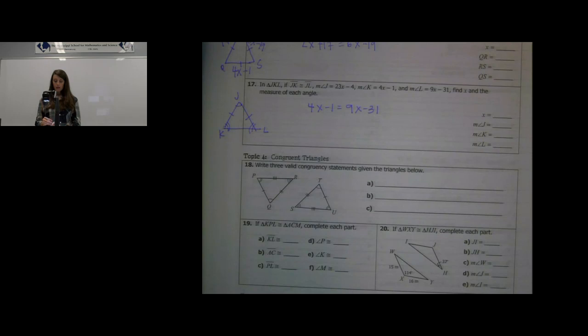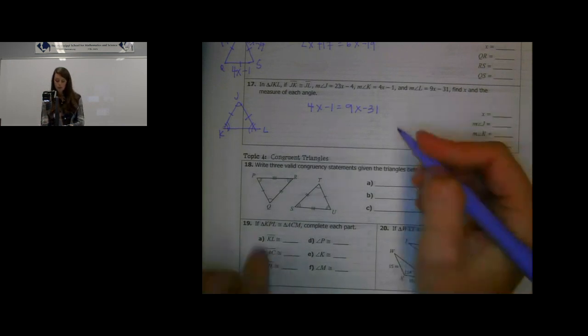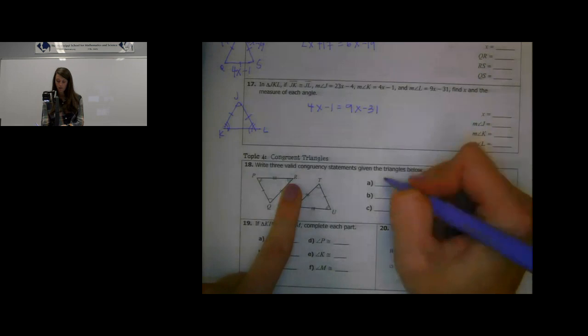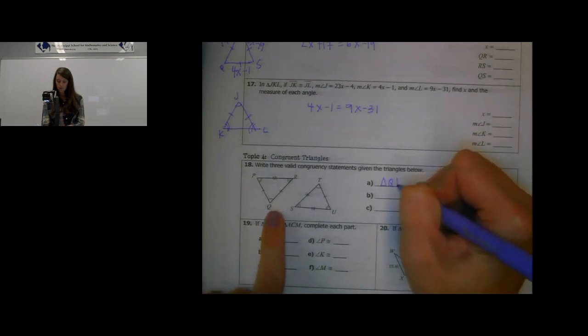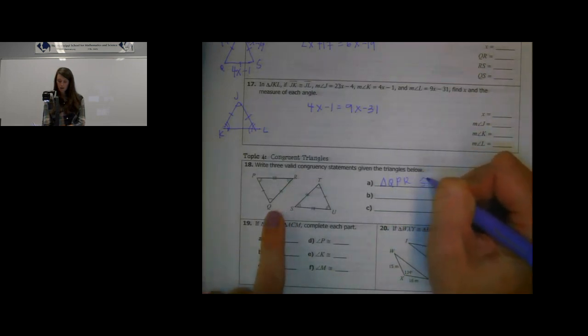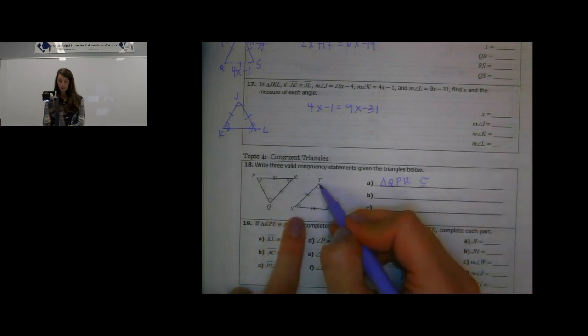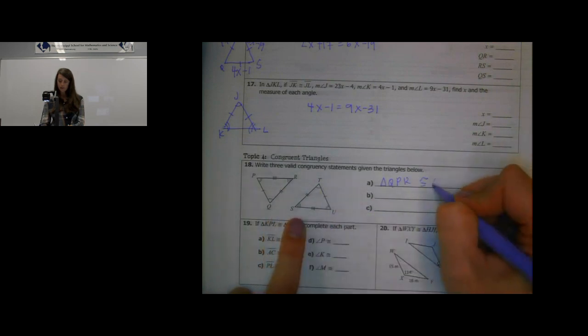Okay? So, write 3 valid congruency statements given the triangles below. Y'all did really well on this on your quiz. So, triangle QPR is congruent. Now we have to do the same. It's congruent to TUS.